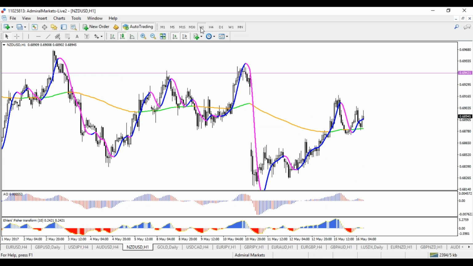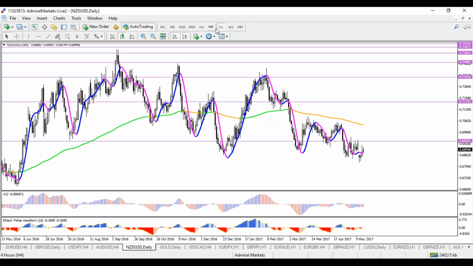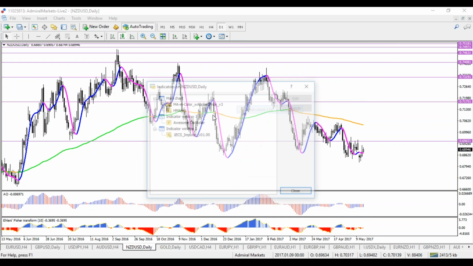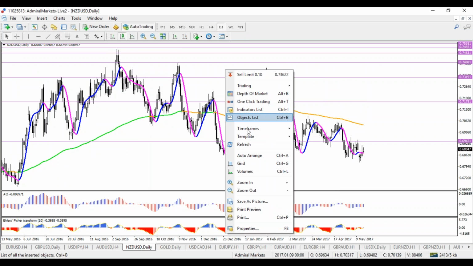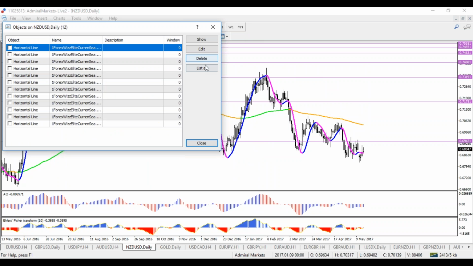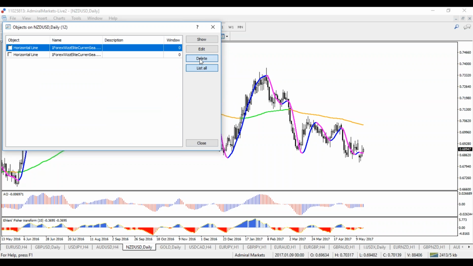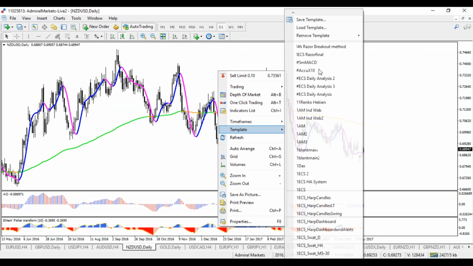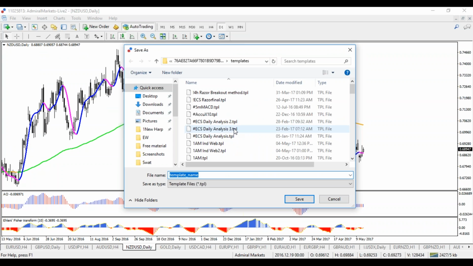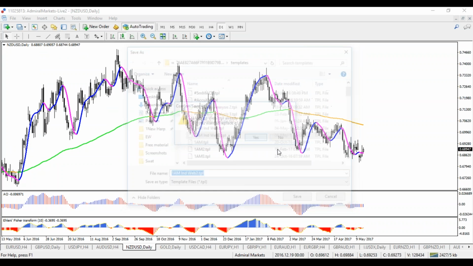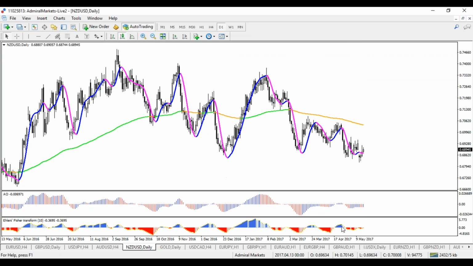Hourly chart, we could say, is trending up. Oh, wait, hang on. I have a small mistake in the template. One second. All right, let me save this quickly. There we go. All right.